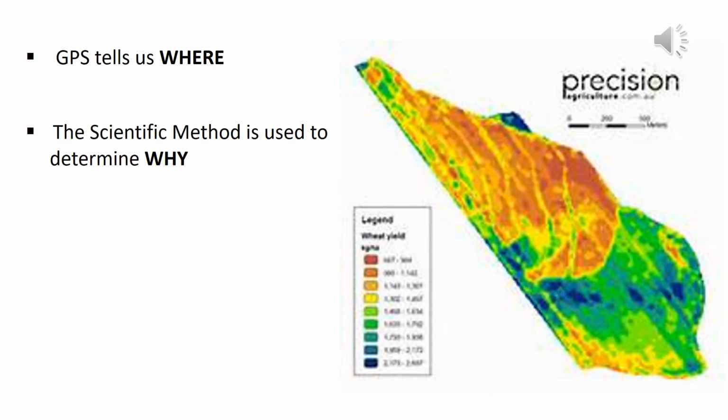So in summary, we have learnt how GPS technology is used to locate variability in our agricultural systems. The scientific method helps to identify why the variability may be occurring. We need to know what is causing our variability if we are to address the problem. The next part of today's lecture will look at how reasoning and logic is applied in the scientific method and the world at large.